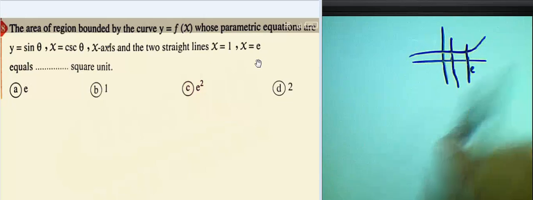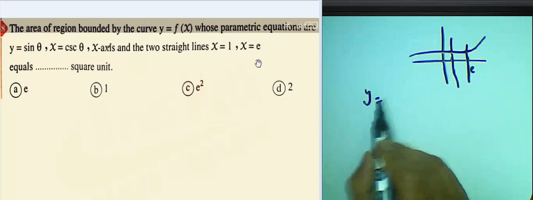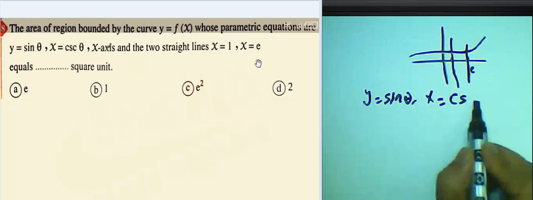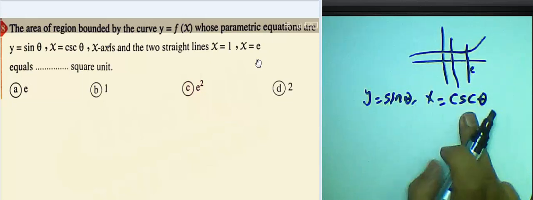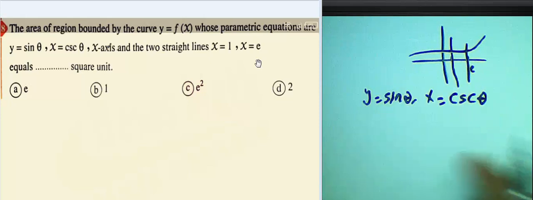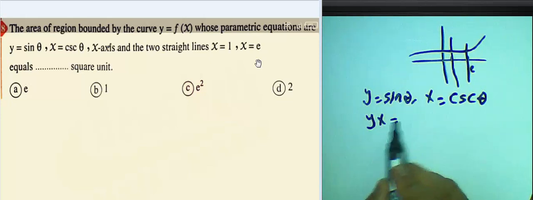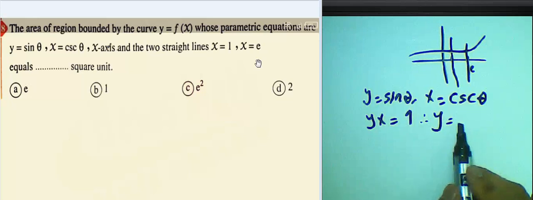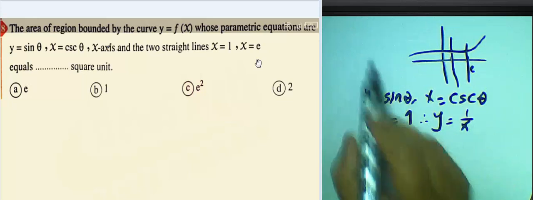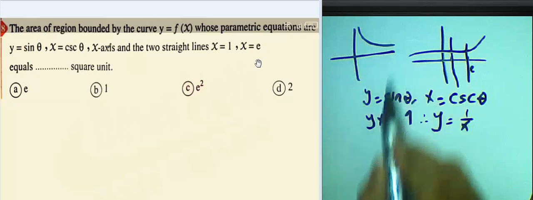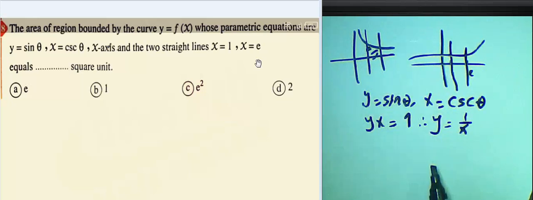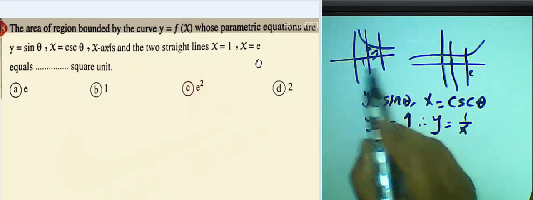We have y equals sine theta and x equals cosec theta. We know cosec times sine equals 1, so y multiplied by x equals 1. Then you can find the curve here, the function y equals 1 over x, and we want to find this area from 1 to e.